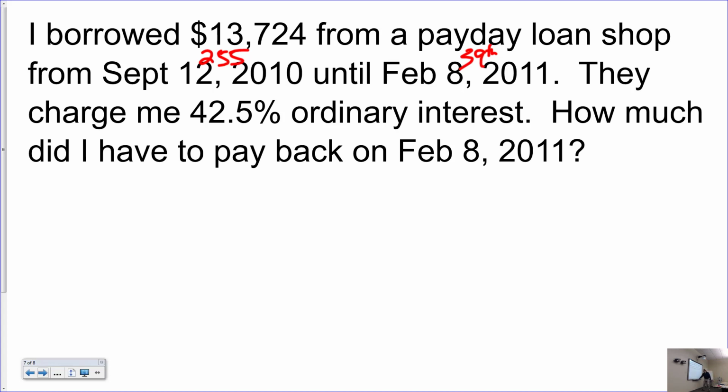Take 255, subtract that from 365. Note, even though it says ordinary, there are still 365 days in a year. Okay? The only time you use 360 is when you make the fraction. That's it. Okay? I saw that on a lot of the chapter 10 homeworks where people were using 360 minus the days instead of 365. That's a no-no. Okay?